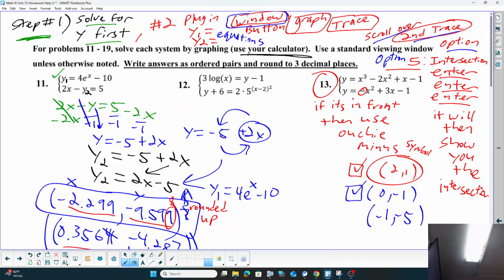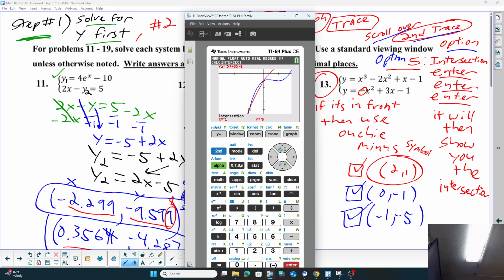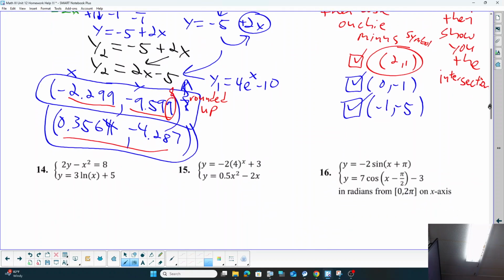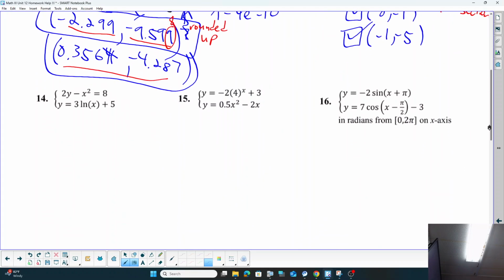Are there any more? It just seems like there are so many intersections, right? Let's zoom out and see. I'm going to zoom out just in case. There shouldn't be, but you never know. I think we're good with the 3 intersections. So we had -1, -5, 0, -1, and 2, 1. Beautiful. So that's how you do it.